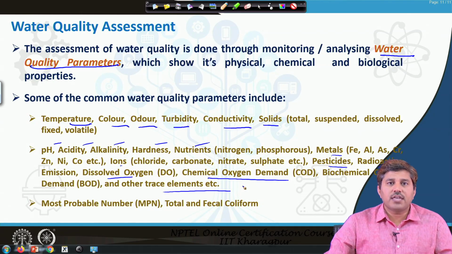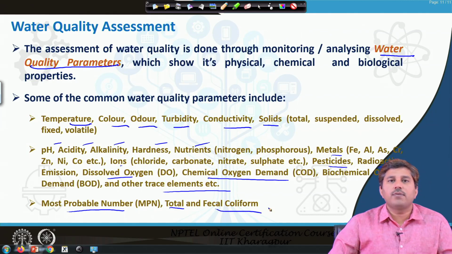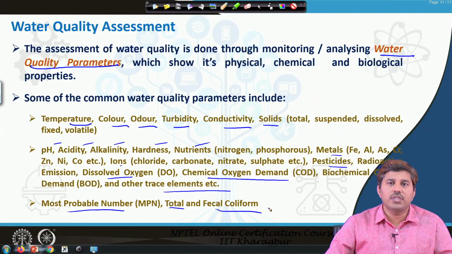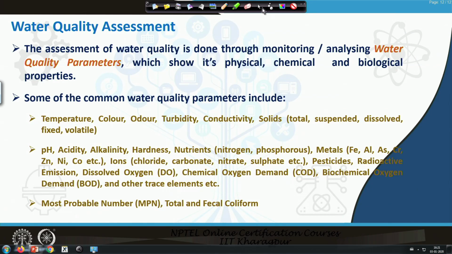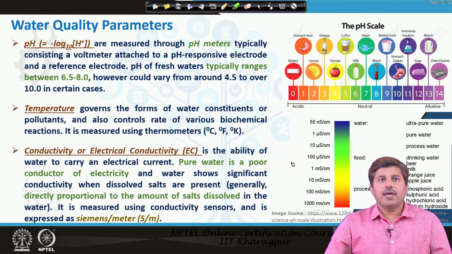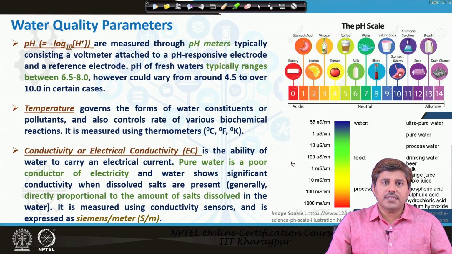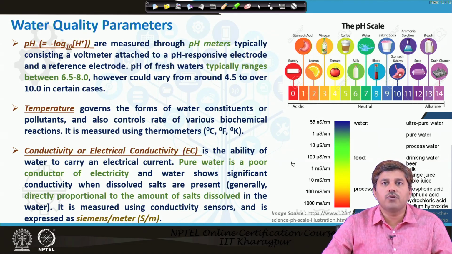Okay, some biological parameters like most probable number, total and fecal coliform. So, these are some of the parameters which are estimated for getting an idea of the level of the contamination present in the water. So, of the parameters that we listed, we will be discussing some which are more important.